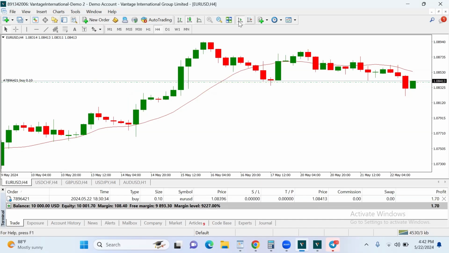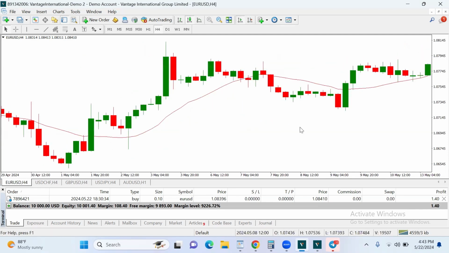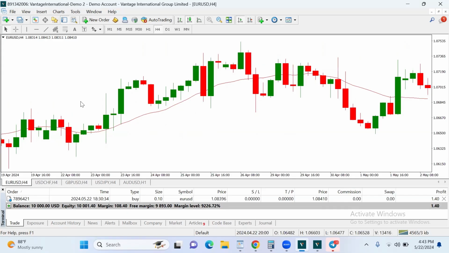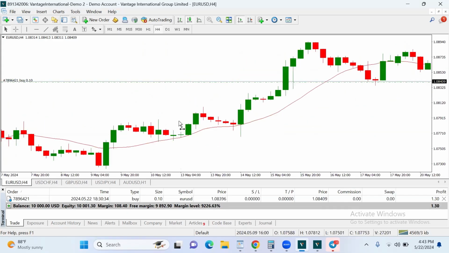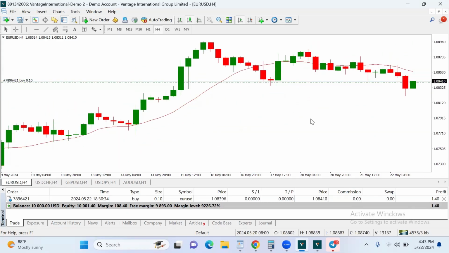Then these two buttons here, they are for scrolling. You see, scroll the chart to the end. So once this one is selected, it means that you can scroll the chart up and down. You see, you can scroll the chart now. I can scroll it to the left. When I scroll it, once I scroll it, it comes back. Why? Because this one is selected.